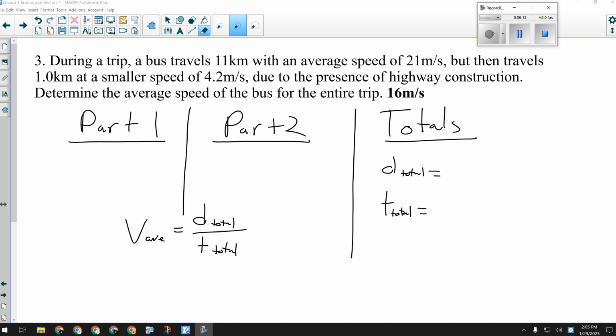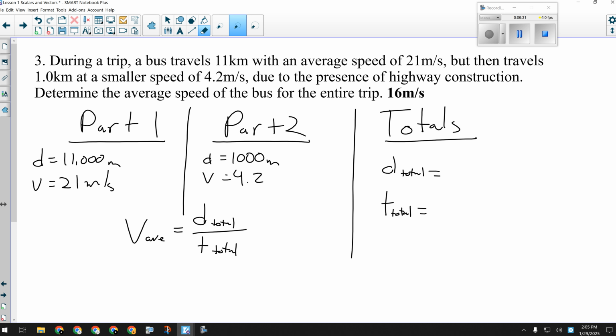So if we're looking at our givens here, it tells us that in part 1, it travels a distance of 11,000 meters, and it does that at a speed of 21 meters per second. And in part 2, the distance traveled is only 1,000 meters, and the speed is smaller at 4.2 meters per second. Can I get my total distance traveled right now? I know the distance for both parts. My total distance traveled is 12,000 meters, yeah.